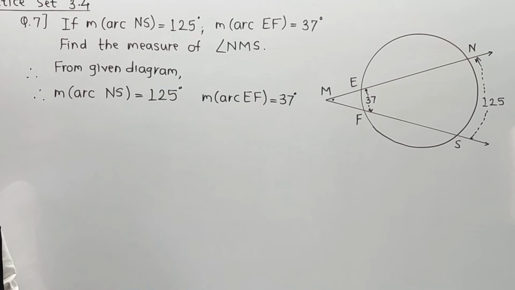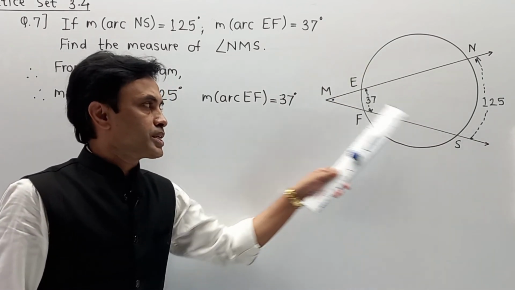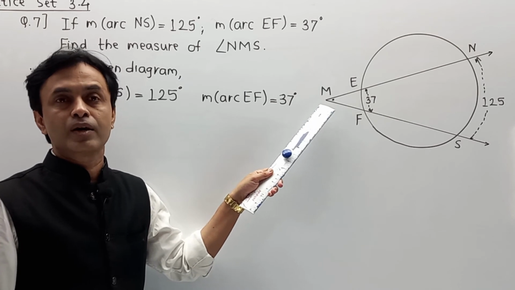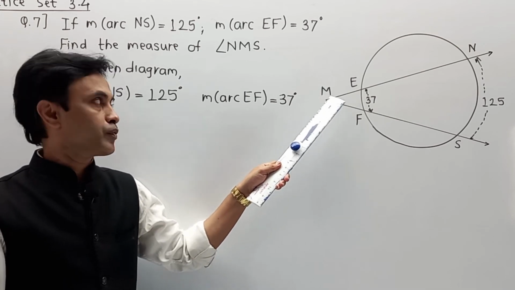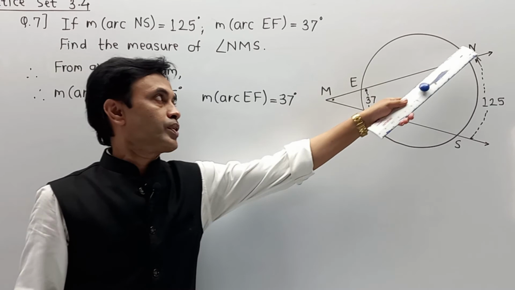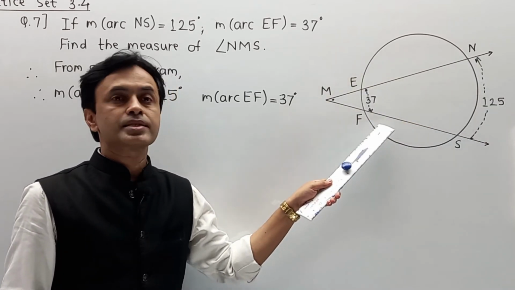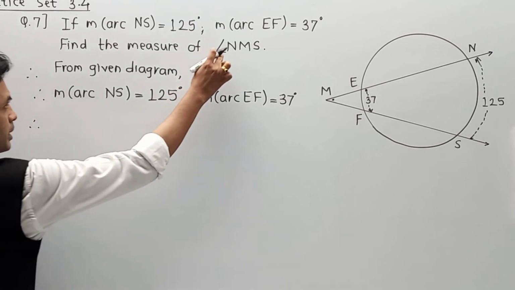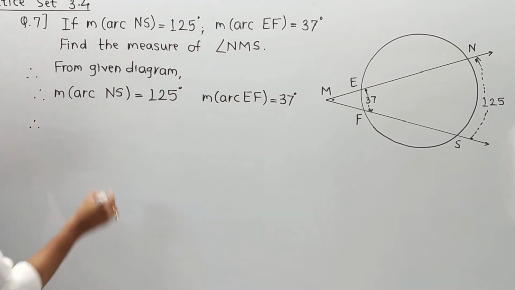Next, coming to the part over here. Now, these lines intersect outside the circle, and if they intersect outside the circle, then the formula for that angle is half of major arc minus minor arc. So according to that, major angle NMS.